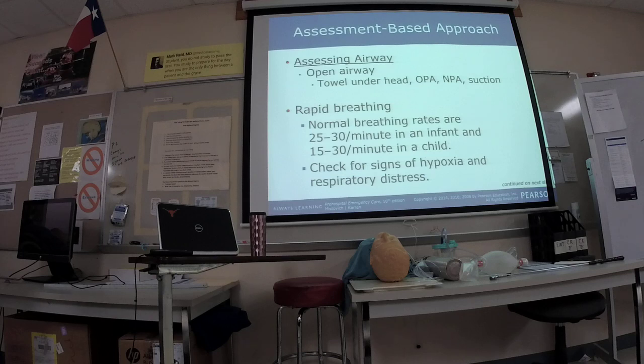Rapid breathing: for an infant, it's going to be 25 to 30 a minute. Our normal breathing rate is 25 to 30, and in a child 15 to 30. So just know these rates. It's going to be a lot more elevated in an infant.